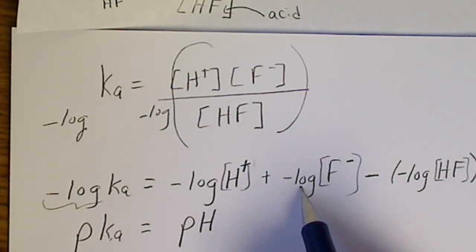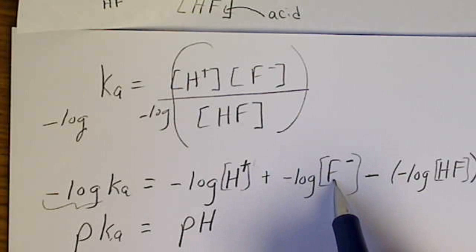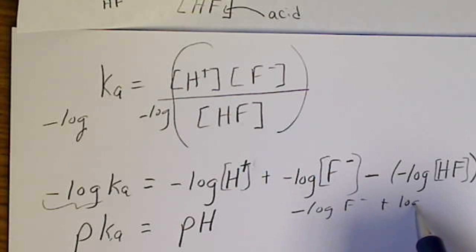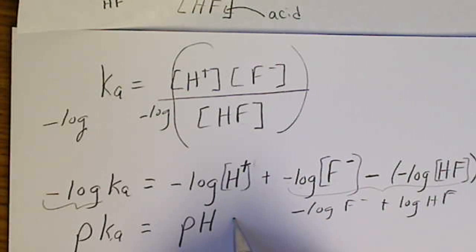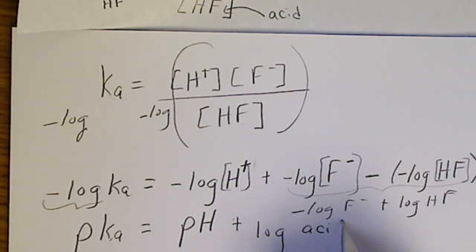And then if we look at this term, the minus the log of F minus becomes plus the log of HF. So this we're just going to recombine into one logarithmic term, and this becomes plus the log of the acid over the salt.